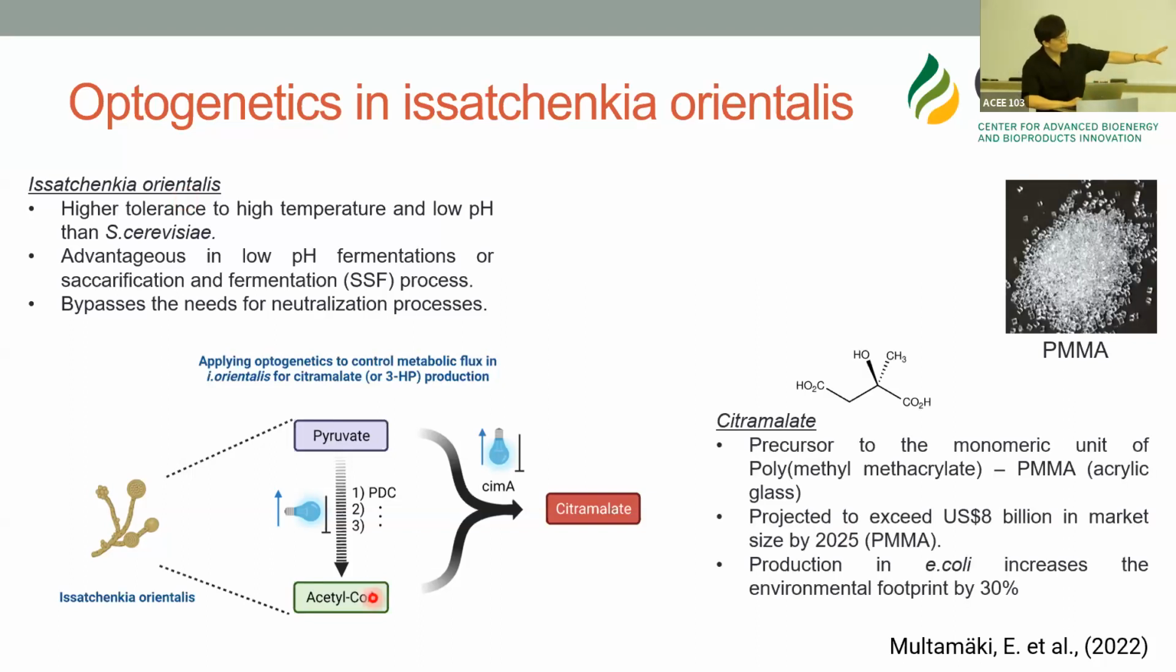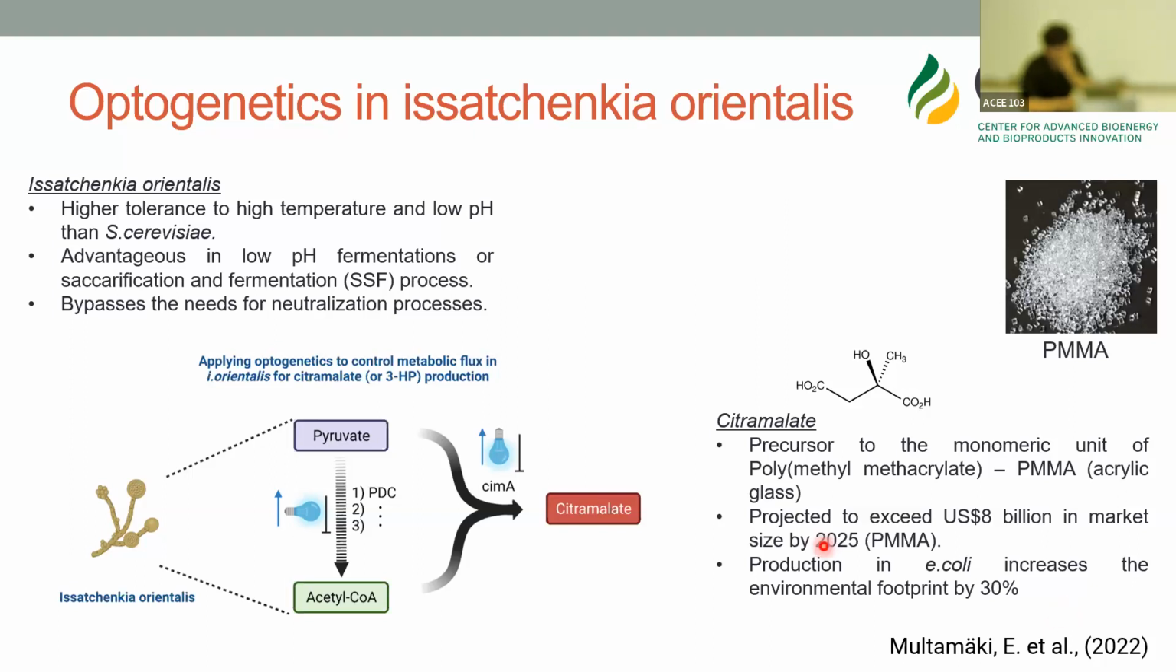So what we want to do is use Issatchenkia, as you see in this diagram below, to make this molecule called citramalate. Now, what's citramalate? It's a precursor to PMMA, polymethyl methacrylate, which is used to make acrylic glass. PMMA is actually expected to reach about 8 billion in market size by 2025. And people have tried to produce citramalic acid or citramalate in E. coli. But then the problem with E. coli is that you also have the same problem you see with baker's yeast. You have to neutralize after you've made enough citramalate, which increases the environmental footprint by 30%.